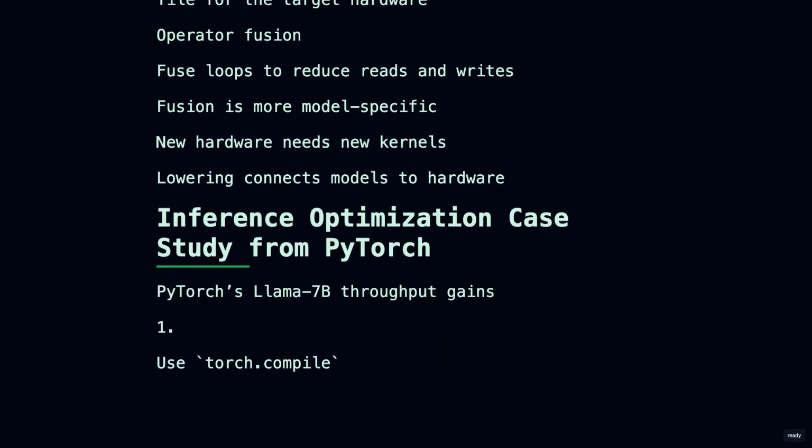Calling torch.compile lets PyTorch generate more efficient kernels for the model. The important point is that the framework can often fuse operations and reduce overhead without changing the model itself.